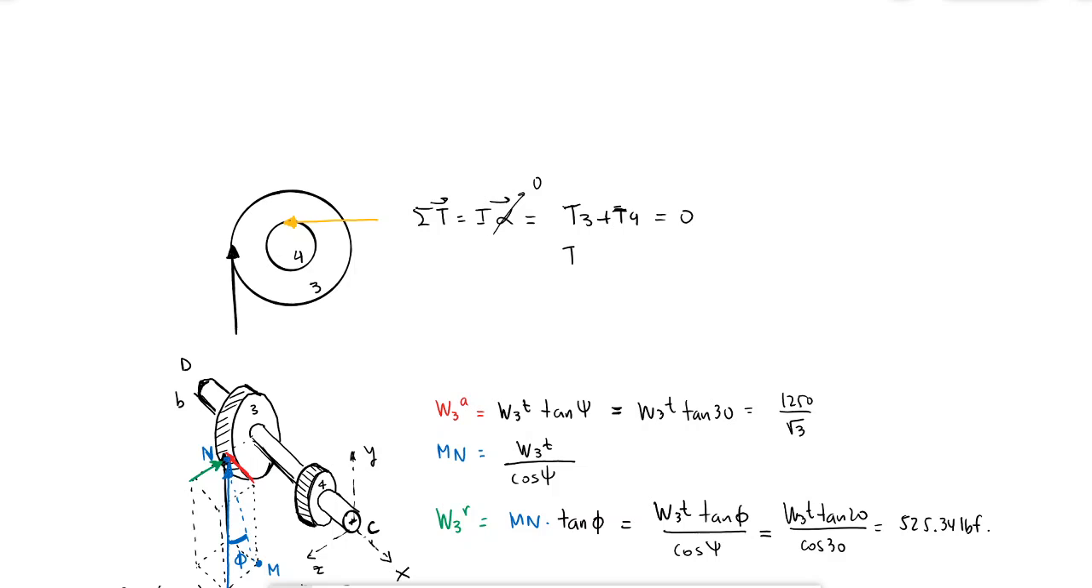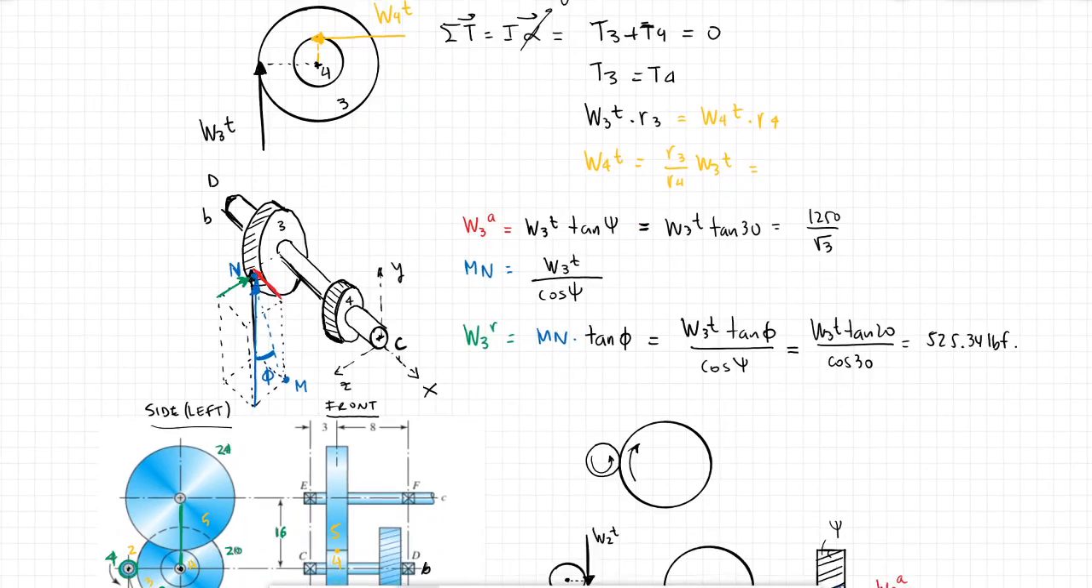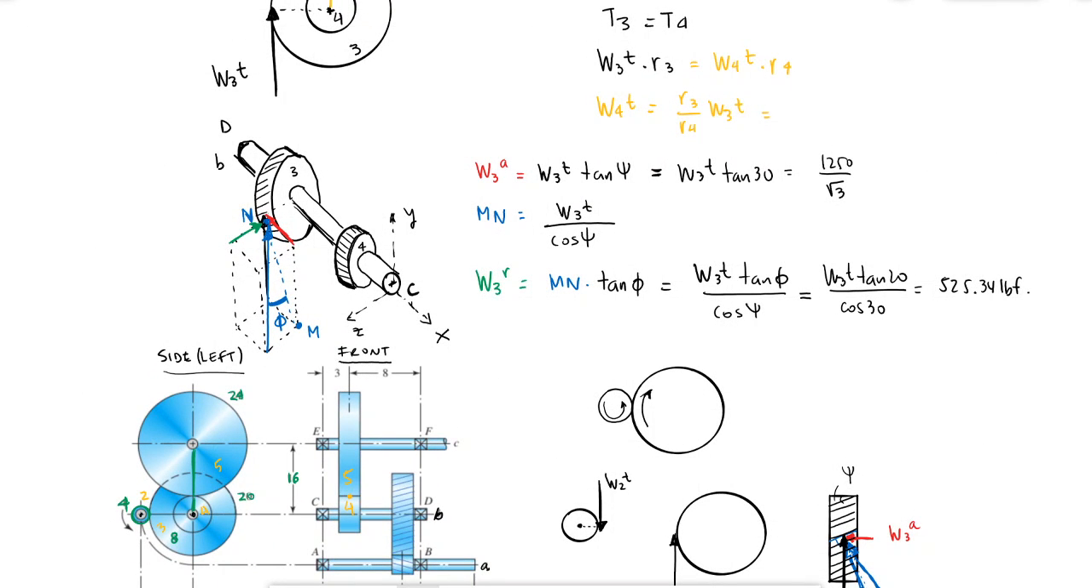So basically all I'm saying is T3 is equal to T4, or that W3T times radius of 3, which is this distance to the center, has to be equal to W4T, which is this, times radius of 4, which is this distance. Right? From that, I just know that W4T is equal to R3 over R4 times W3T. Radius of 3 is 10. Radius of 4 is 4.